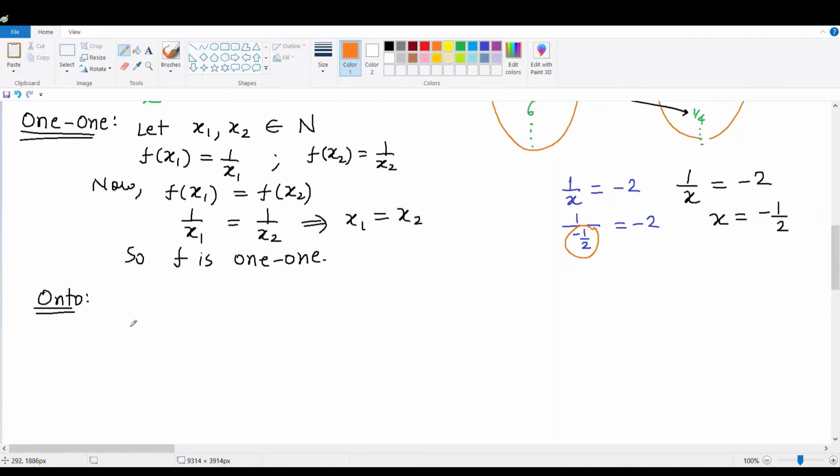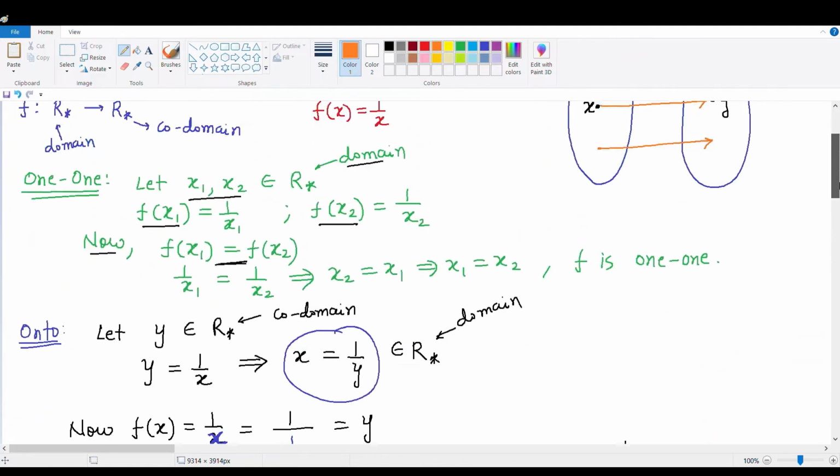So negative 2 belongs to R star, but negative 2 has no pre-image in natural number in our domain. Therefore, f is not onto.